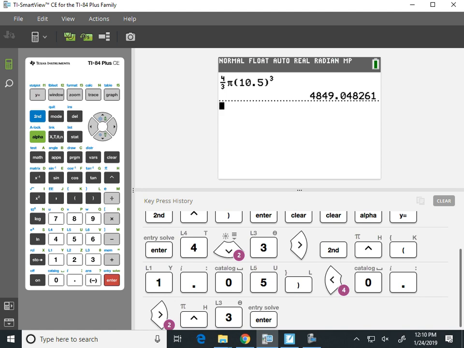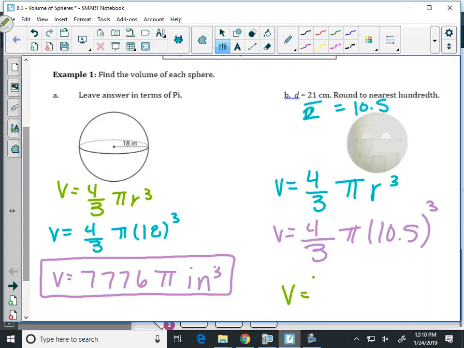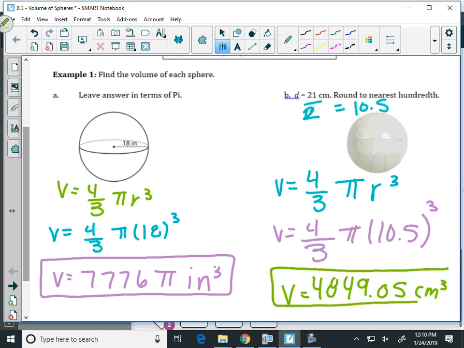So it's 4,849.05. So it's 4,849.05 centimeters cubed is the volume roughly of that volleyball. Questions over that?